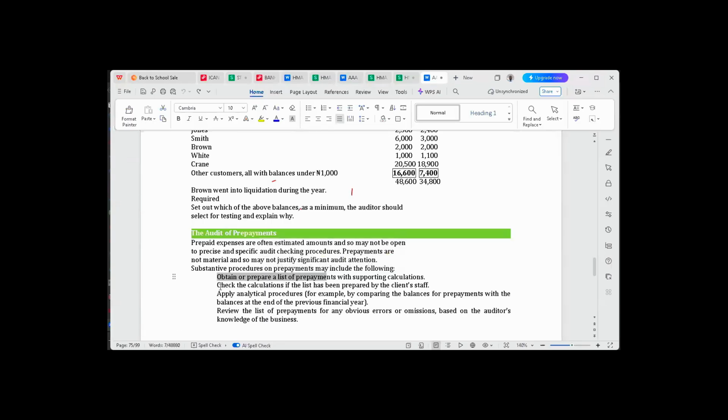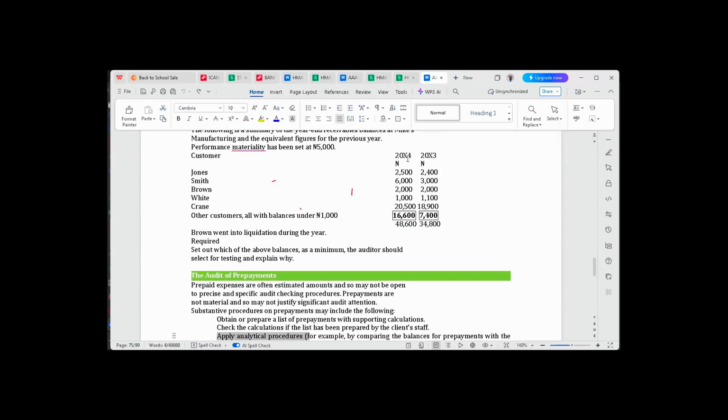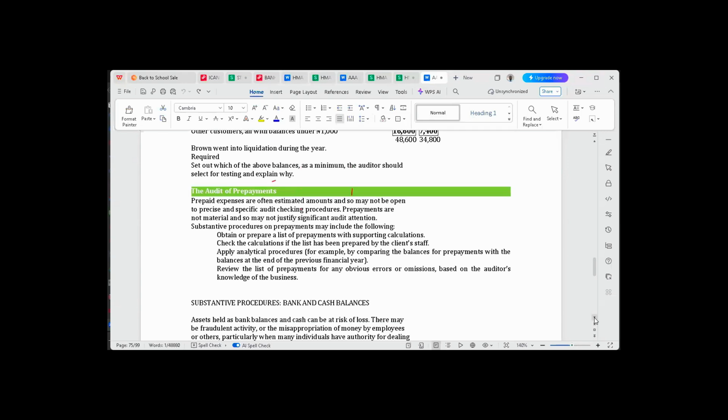Then number two, you need to check the calculation if the list has been prepared by the client staff. Number three, you need to apply analytical procedures. What do you mean by analytical review procedures? You compare what you have in the previous year. For instance, let's say this is the prepayment for the current year, this is for the previous year. By the time you compare this year versus last year, what you are doing is known as analytical review procedures, okay?